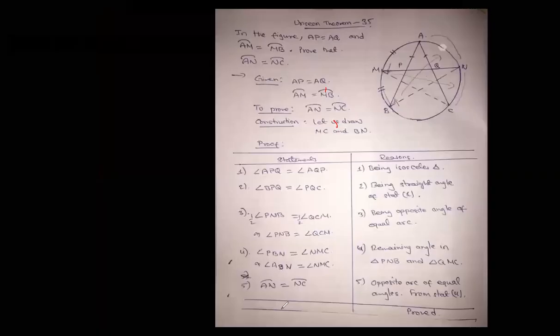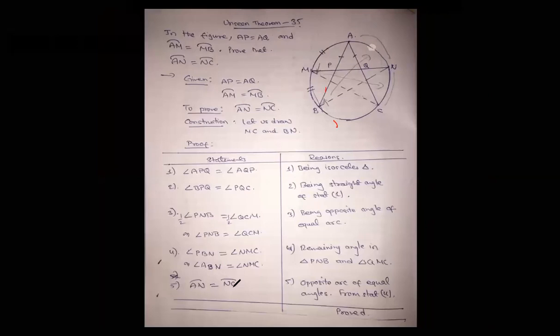Now after that, if you see it properly, then AN and NC you need to prove they are equal to each other. If the angle and angle of this are equal, then what is the opposite arc of this?